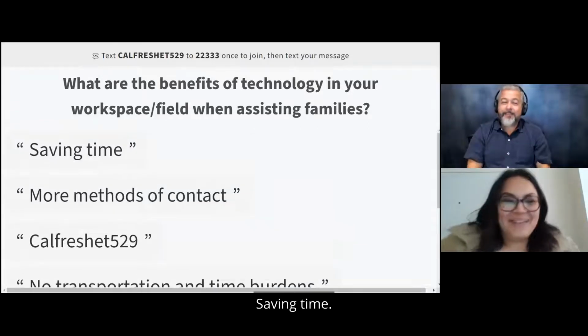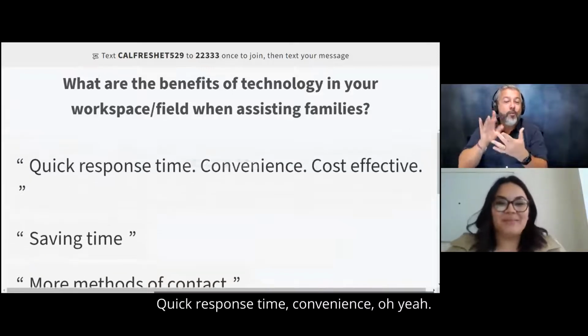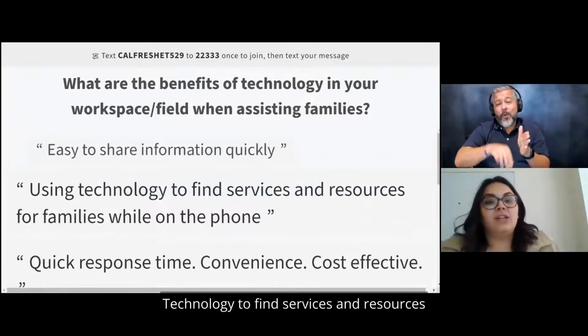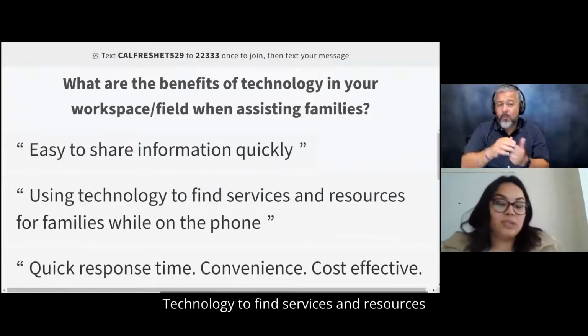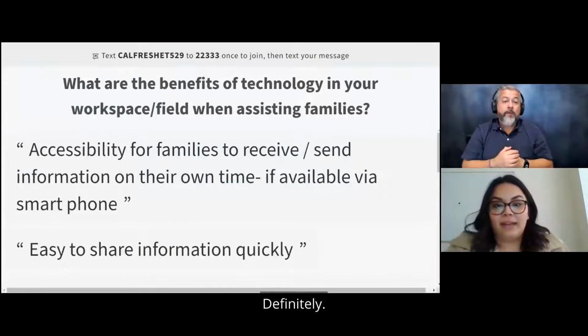Saving time, more methods of contact, quick response time, convenience. Oh yeah. Cost effective, technology to find services and resources for families while on the phone. Definitely.